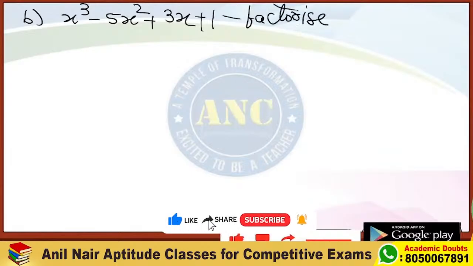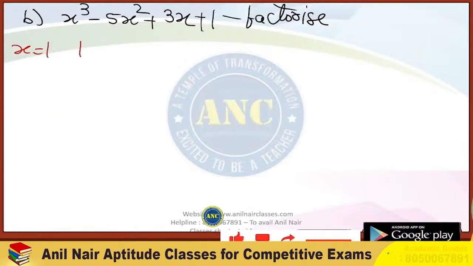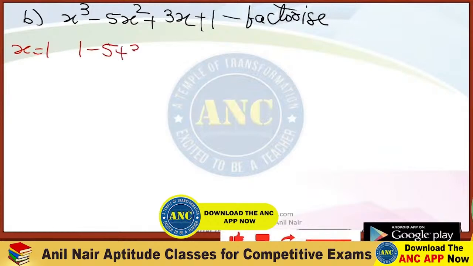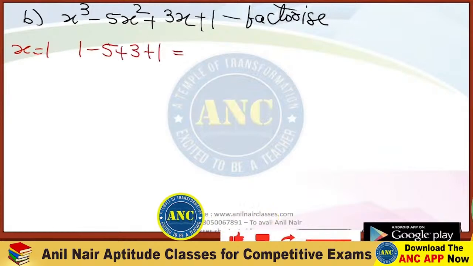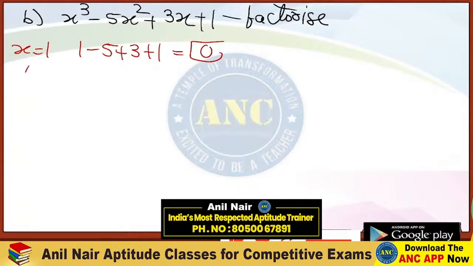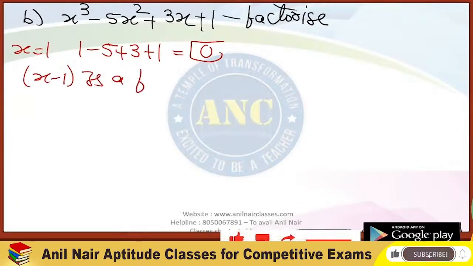Factorize this one: x cube minus 5x square plus 3x plus 1. Now see, if x equals 1, then 1 minus 5 plus 3 plus 1, 5 minus 5, it is 0. That means x minus 1 is a factor.